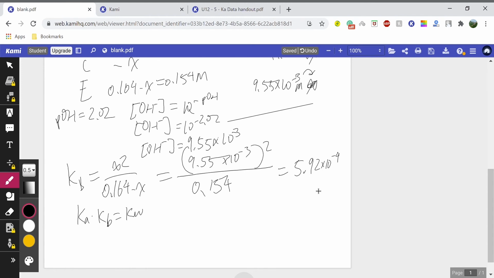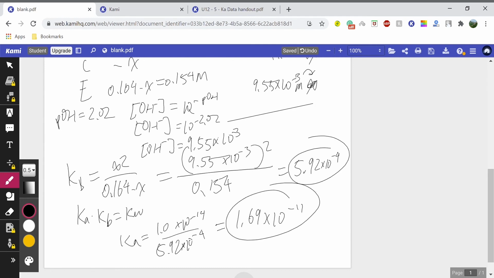So now we're looking for Ka. We can do Ka is equal to 1.0 times 10 to the negative 14th power divided by 5.92 times 10 to the negative 4th power. And if we plug that into the calculator, 1.0 e to the negative 14th divided by 5.92 e to the negative 4th will give us an answer of 1.69 times 10 to the negative 11th. This is our Ka and Kb.